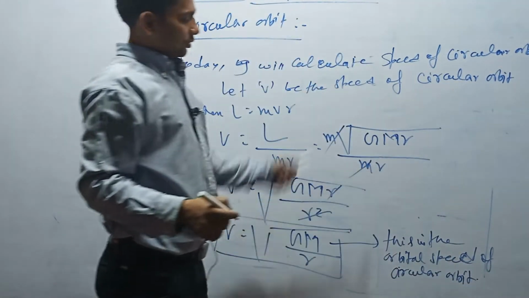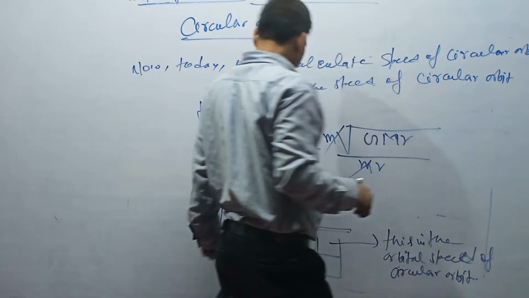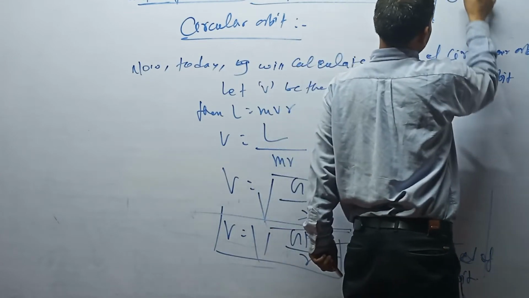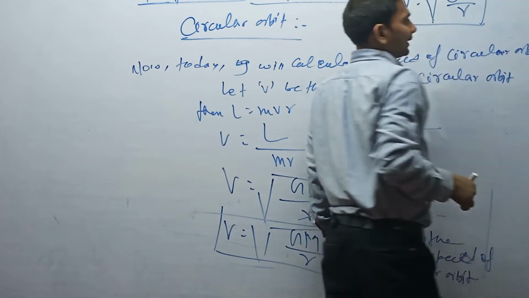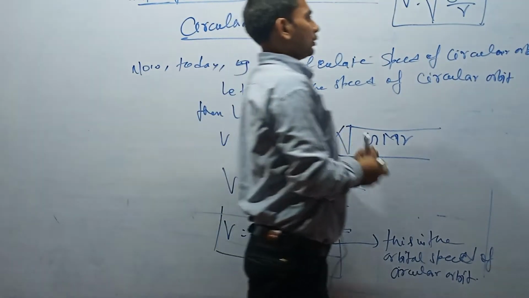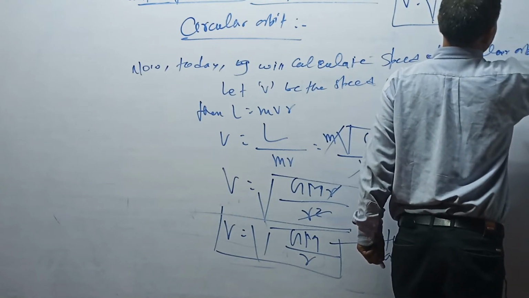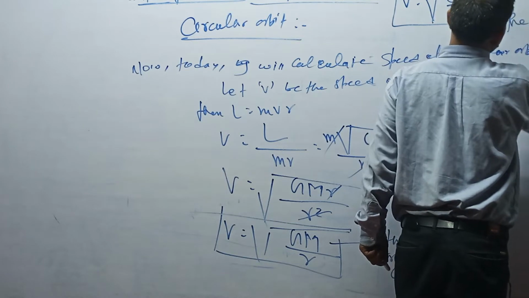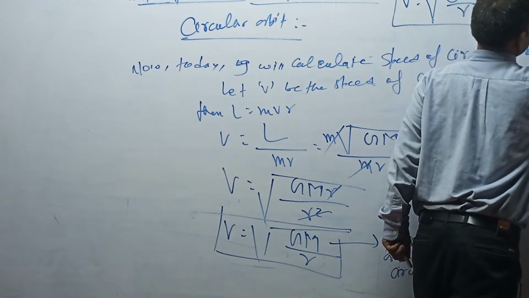This is the orbital speed of the circular orbit. v equals capital G m upon r. Orbital speed of the circular orbit.